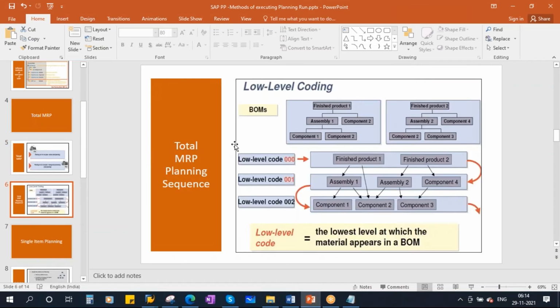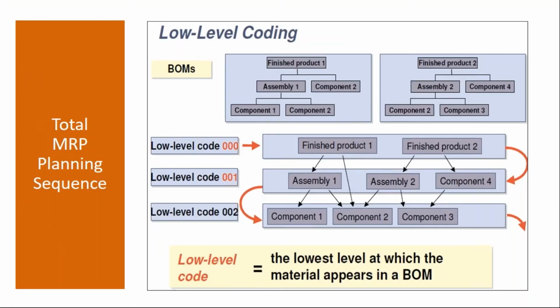Now, when you run MRP at plant level, how will the system plan the materials? This is the question we have. When you run MRP at plant level, you have a lot of materials. So in which sequence does MRP plan the materials? First, during MRP at plant level, the system will plan all the materials with low level code 000. We discussed this already in our BOM classes. That means normally your finished products.